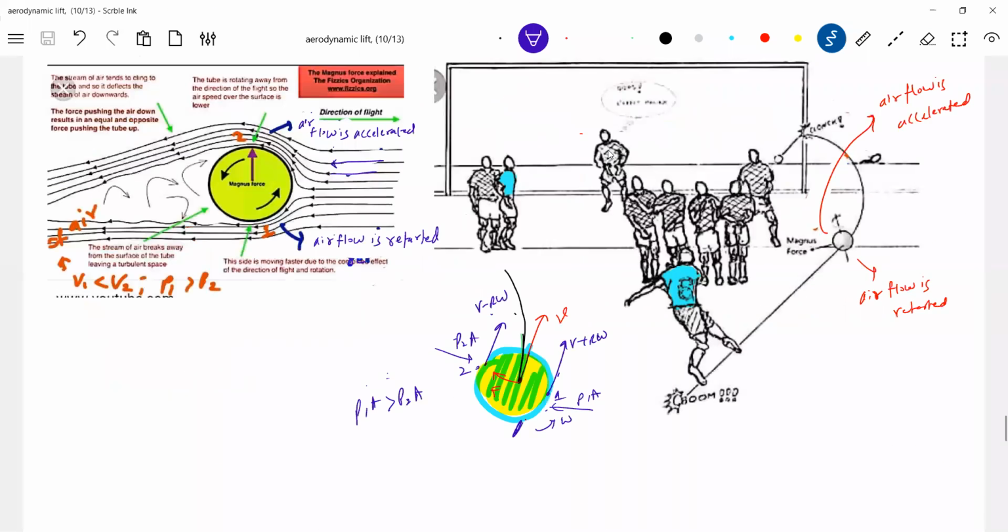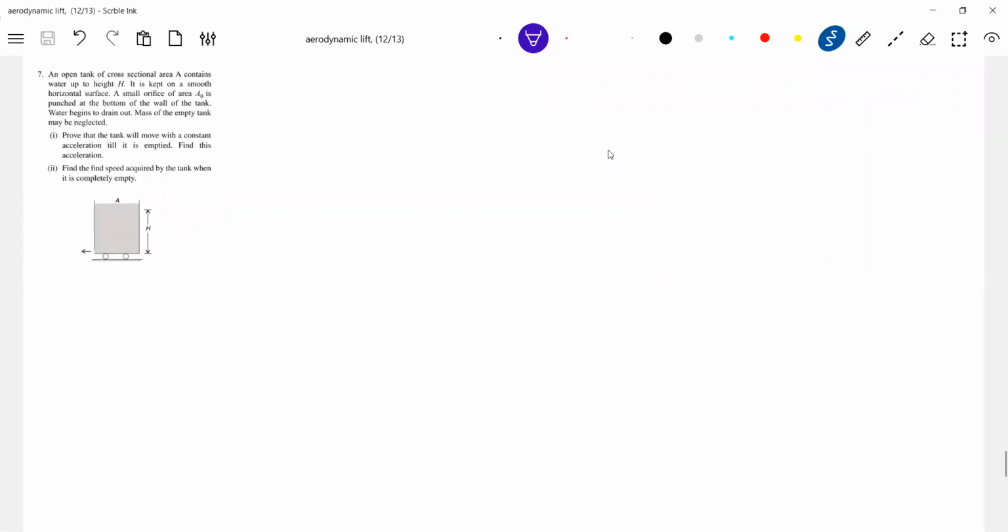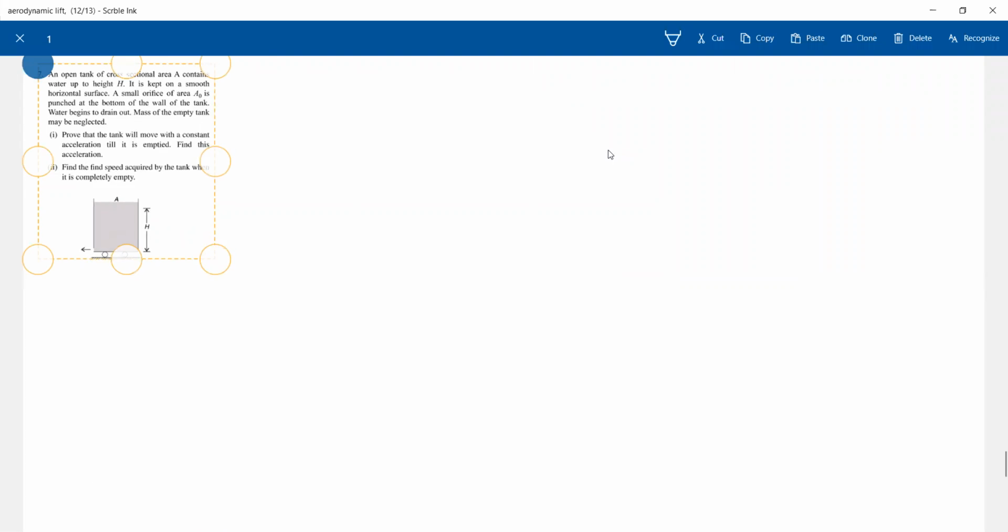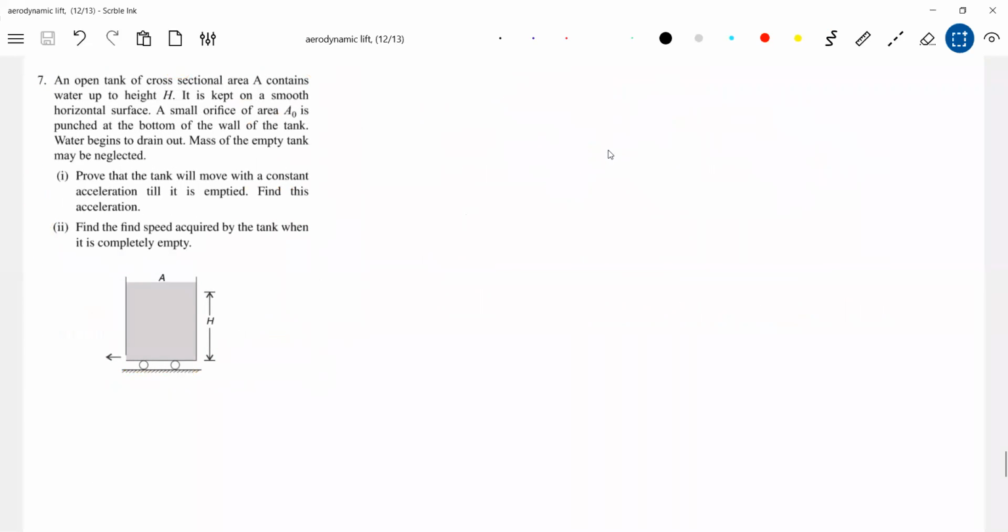Okay, let's get into the next set of problems. This is about the Magnus effect and aerodynamic lift, the possibility of asking any question. This is some mathematics; we will get into some problems of this one. Read the question.